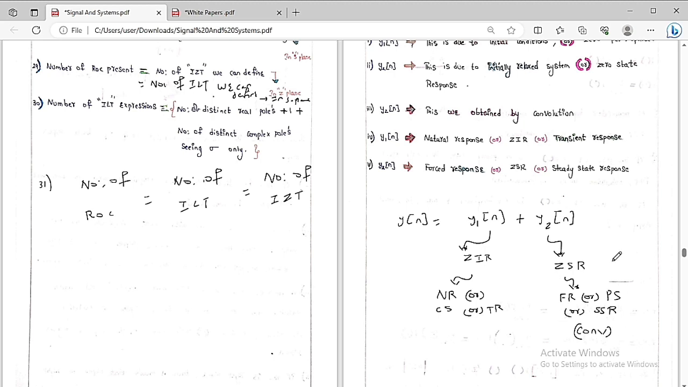I already told you there are different techniques to get the steady state response, and one of the methods is the convolution method. So these things you always have to keep in your mind.